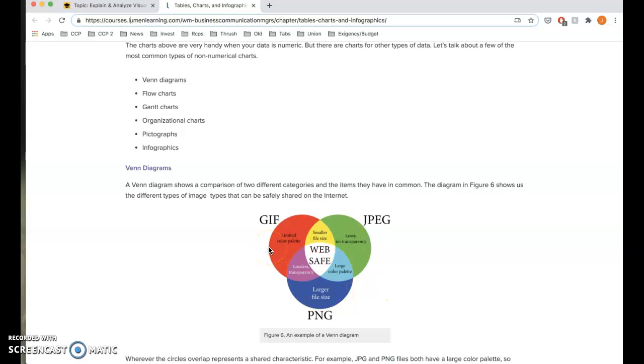So the GIF has a limited color palette. What I notice is all three of them overlap here, in the web safe area. Here, these two are overlapping, and here, these two are overlapping. And then these outside parts of the circles are attributes that are distinct to one of the three types. Okay, so Venn diagrams get used in the sciences a lot, and you'll see them in a lot of writing in the sciences.